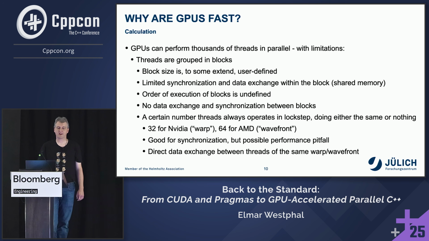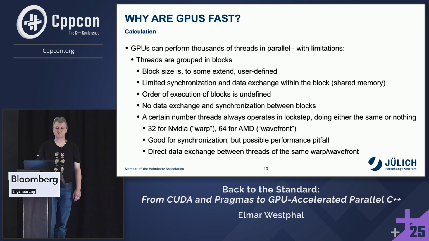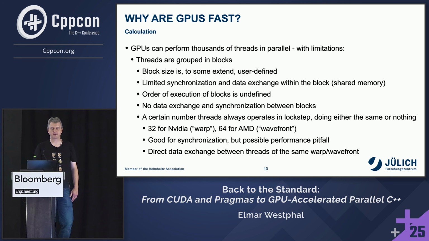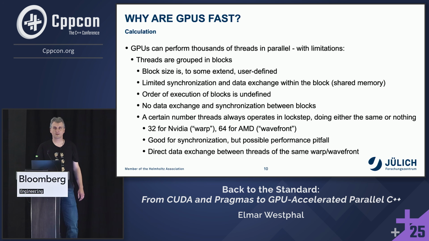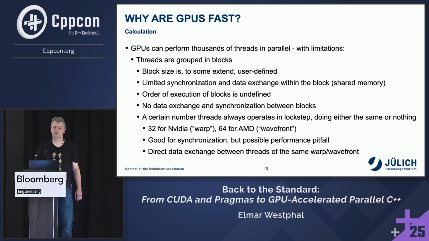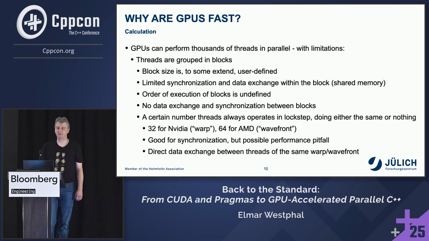So why are GPUs fast? They perform the task on thousands of threads, literally in parallel, but the thread system has its limitations. During the execution, all threads are bundled in blocks, and the block size depends on the user settings or the compile time settings or runtime settings, but it's usually in the order of a couple of hundred. There is limited synchronization within each of these blocks, and also limited communication using shared memory. And the order of execution for these blocks is undefined.